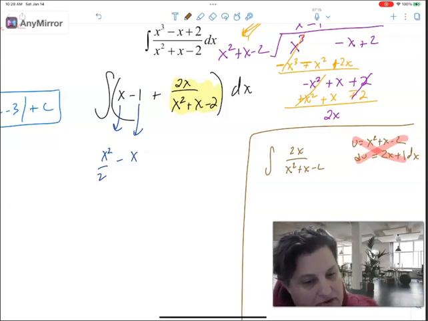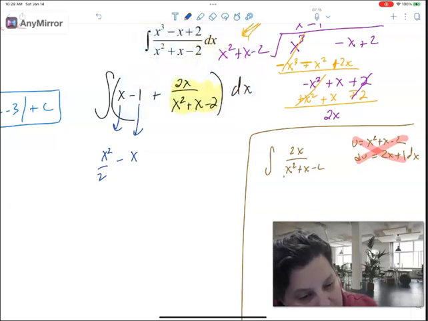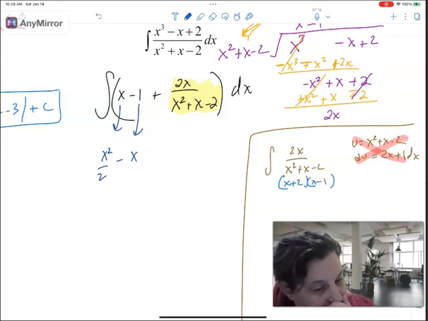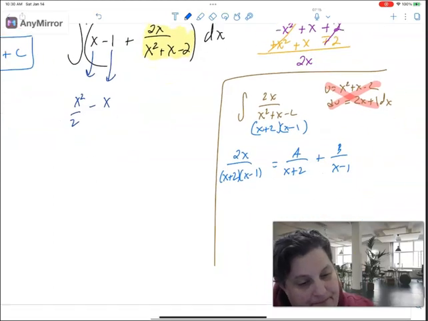So I'm going to try partial fractions, right? A big clue for when you're going to try partial fractions is when the bottom part factors out: x plus 2 times x minus 1. So this fraction is 2x over (x plus 2)(x minus 1), and I want to make it A over x plus 2, B over x minus 1. Okay?